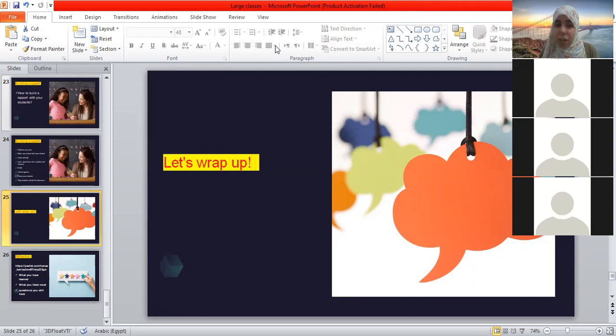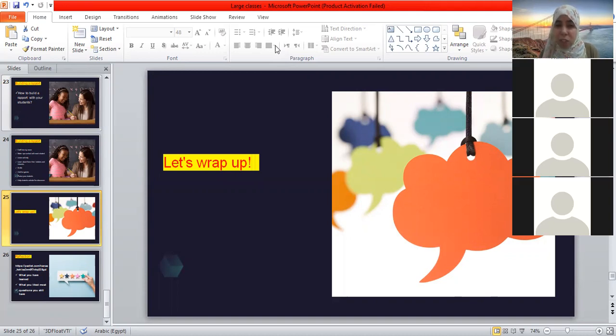Behavior, noise, activity management, and student interaction pattern. This is for classroom management. And we talked about the learners' needs, their varied needs.